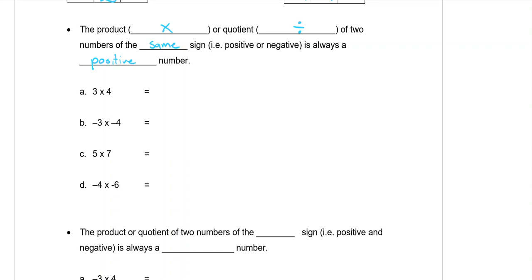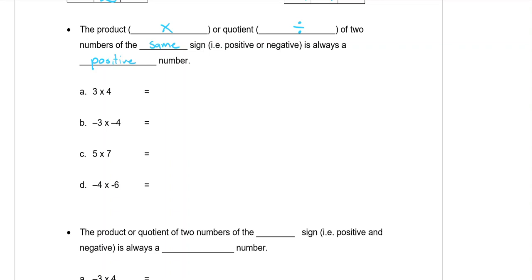Yes? Is it because they... Yes. Okay, so when you're doing these questions, always work out the sign first. So is my answer going to be positive or negative? And for these ones, they're going to be positive. And then you actually multiply the numbers together.